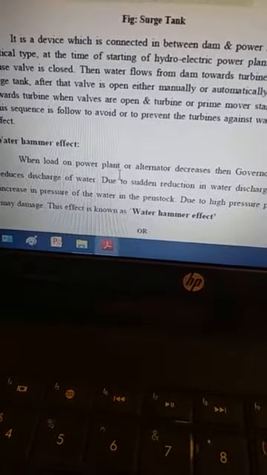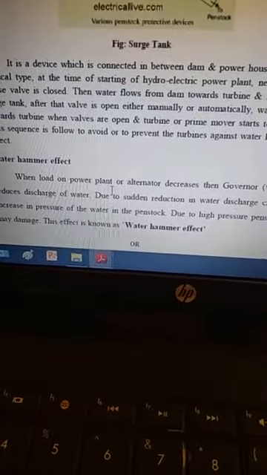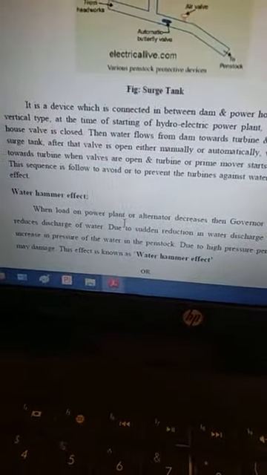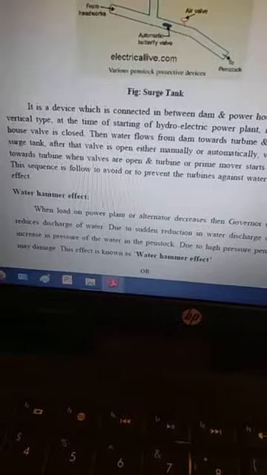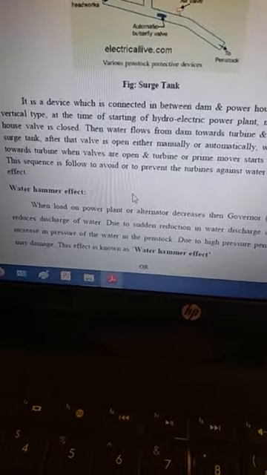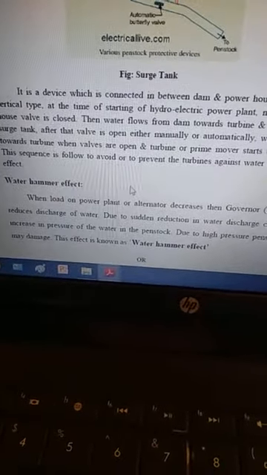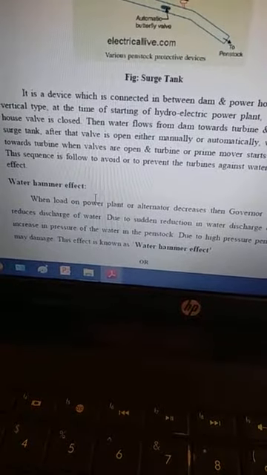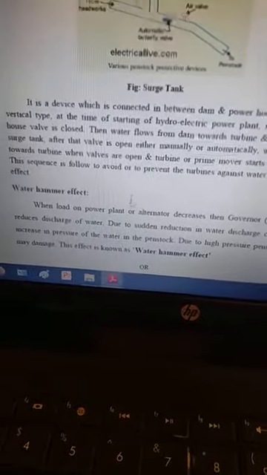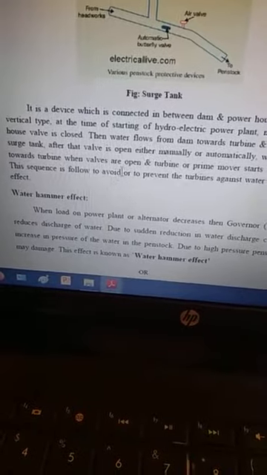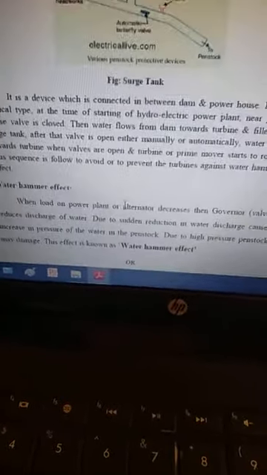If the surge tank is not used, then the high pressure water coming through the penstock will produce water hammer. That means it will cause noise and damage in the penstock. So to avoid this water hammering, we are using a surge tank. So let us move on.